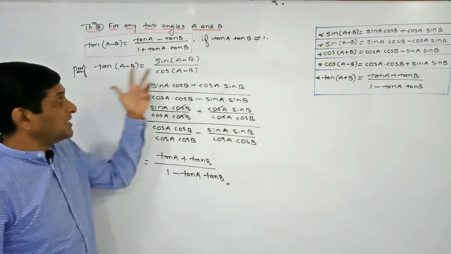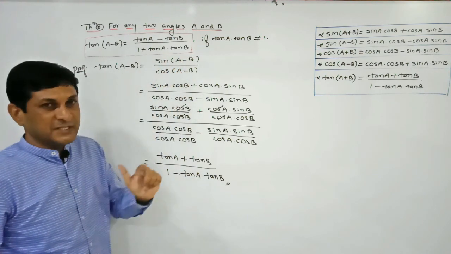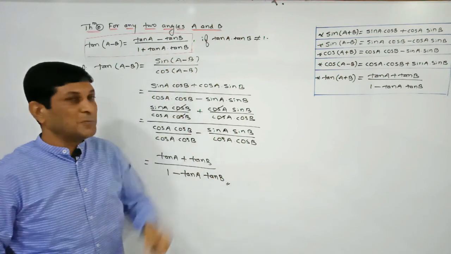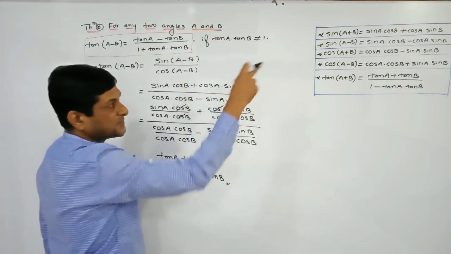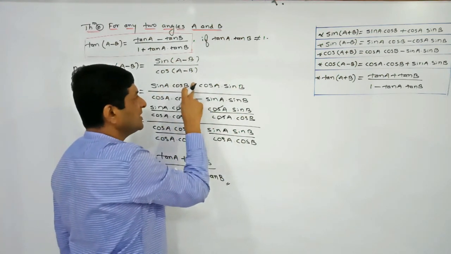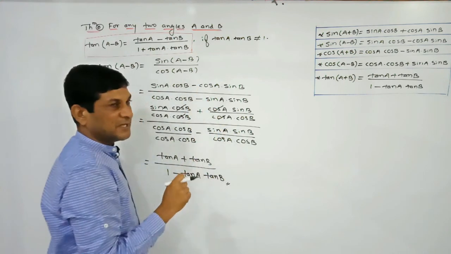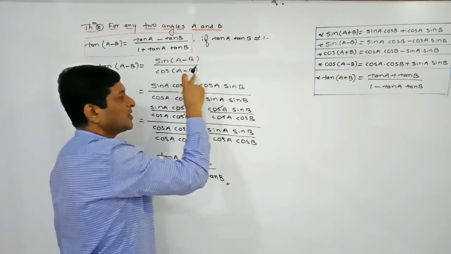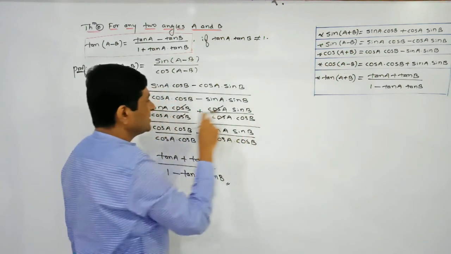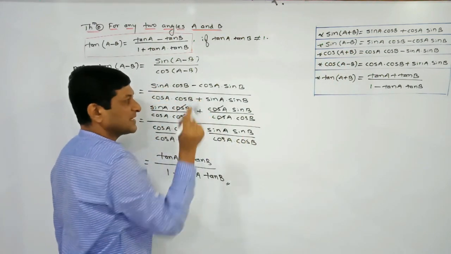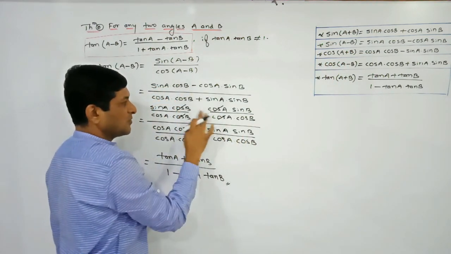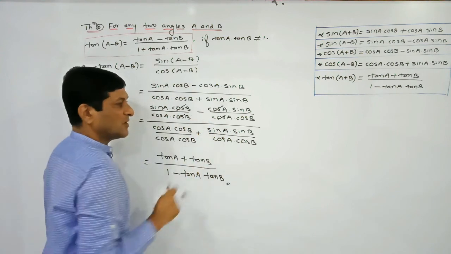So tan theta can be written as sin theta upon cos theta. So in the numerator apply the formula of sin A minus B. What is the formula of sin A minus B? Sin A into cos B minus cos A into sin B. And in the denominator apply the formula of cos A minus B. Cos A minus B is equal to cos A into cos B plus sin A into sin B. So here we have got minus and in the denominator we have got plus.